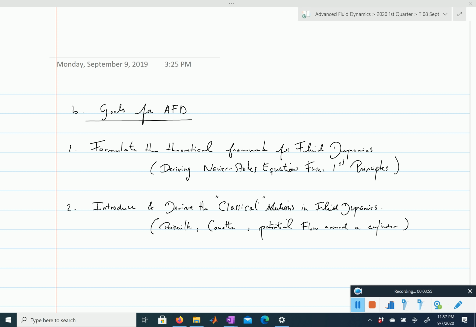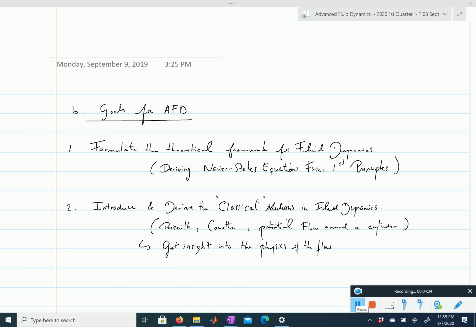And of course, these problems are simplified problems. So when we derive them, you might think, well, this doesn't really look like anything I can see in any relevant application. But really, those problems are very important because they allow us to understand the flow physics. They allow us to understand what happens in the flow. So the goal there is to get insight into the flow physics.